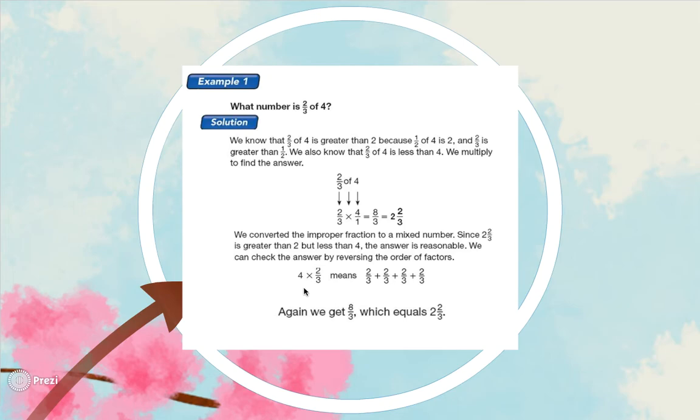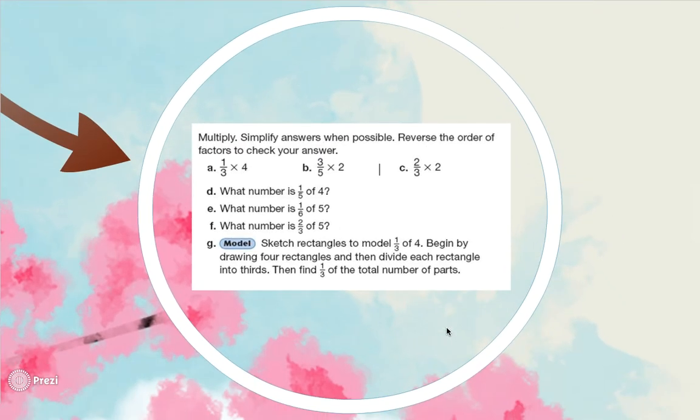Okay, so this also just shows 4 times 2/3, which is 2/3 plus 2/3 plus 2/3 plus 2/3, which equals 8/3. Basically, we reduce this, make it a proper fraction with a whole number, and it's 2 and 2/3. That's it for your examples for tonight.